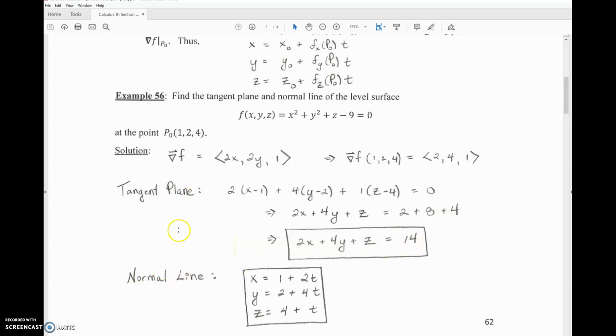Finding the normal line then is very simple. It's perpendicular to the tangent plane and thus the level surface. So we use the gradient vector evaluated at 1, 2, 4 as the vector that's parallel to the line. That's 2, 4, 1. So that goes right in here. These are the v1, v2, v3 for the parametric equations for a line. This is x naught, y naught, z naught. So we have x equals 1 plus 2t, y equals 2 plus 4t, and z equals 4 plus t.